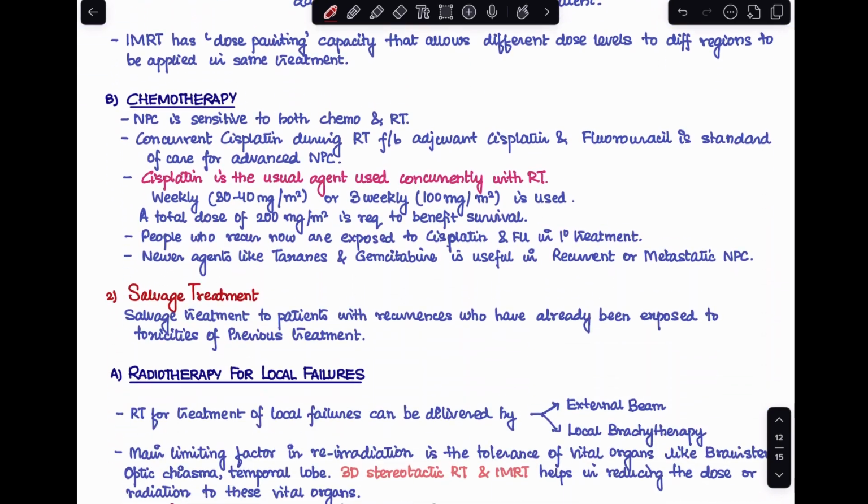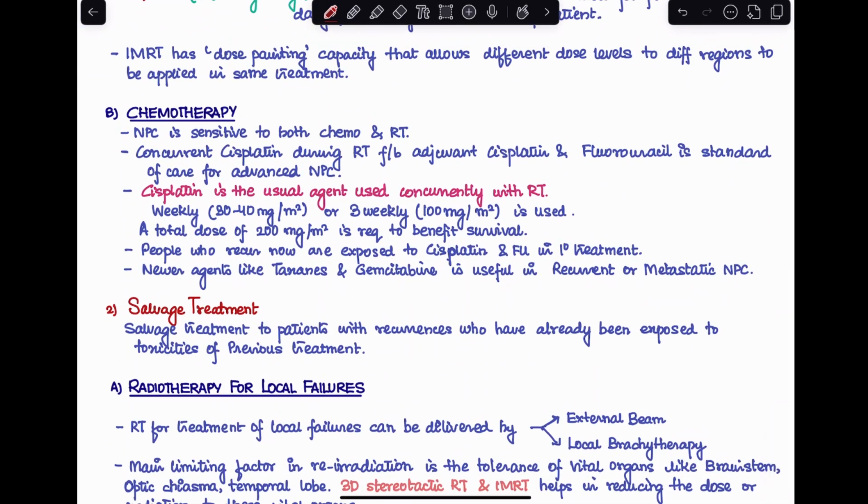Now, coming to chemotherapy, nasopharyngeal carcinoma is also very sensitive to chemotherapy. So, sometimes we use concurrent cisplatin during the time of radiotherapy and then follow it up with adjuvant cisplatin and fluorouracil. This is usually done in advanced stages, which is stage 3, stage 4, and stage 2 with a high tumor load. In these cases, we give concurrent chemoradiotherapy and follow it up with adjuvant cisplatin and fluorouracil. So the most common agent over here which is used is cisplatin.